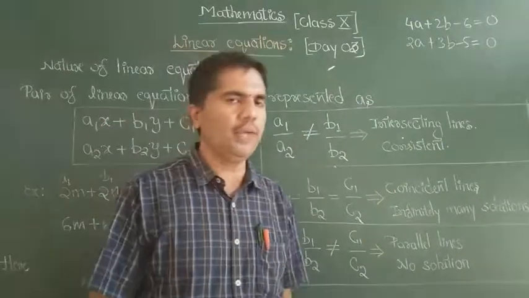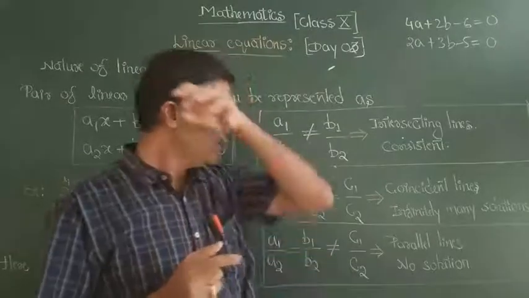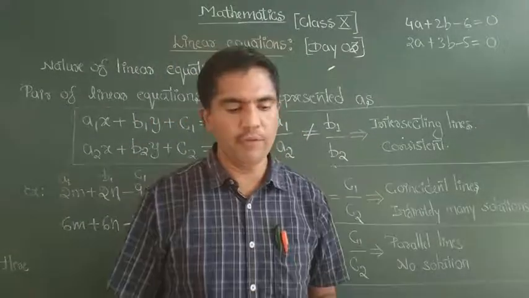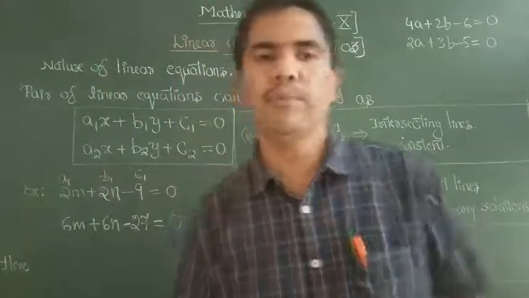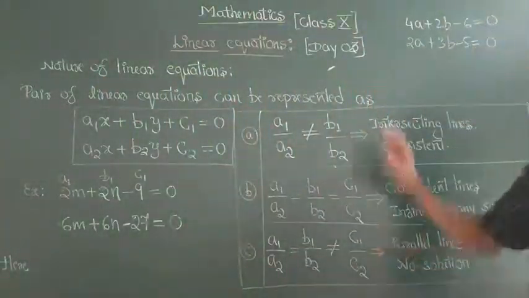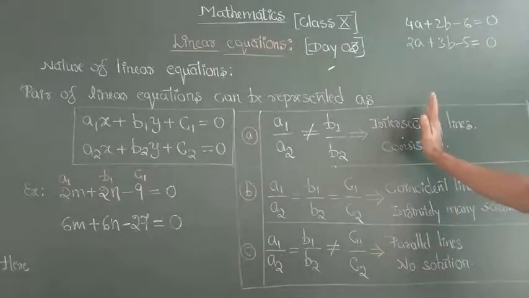So very easily you can find out whether the two lines are coincident, intersecting, or parallel lines. This is the way to find out whether two lines are consistent or not. So this is how, for linear equations, you find algebraically whether they have solutions or not.